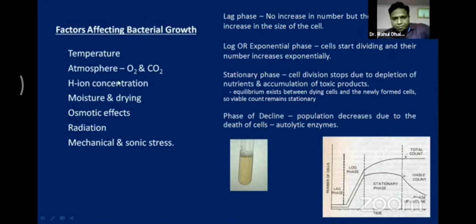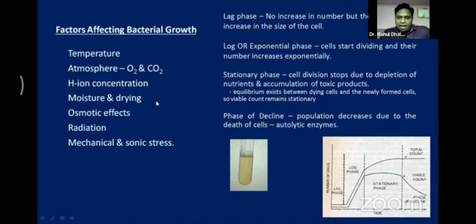When bacteria start to grow in liquid media, they grow in four phases. These phases are called the bacterial growth curve. Number one, lag phase. There is no increase in number, but there may be an increase in the size of the cell as they get adapted to the environment. Then log phase, bacteria start to divide by binary fission and increase exponentially. Then third, stationary phase. Bacterial cells divide, but due to the accumulation of toxin, release of toxic material, autolytic enzyme, and loss of nutrition, there is stagnation. There is no increase of bacterial cells.